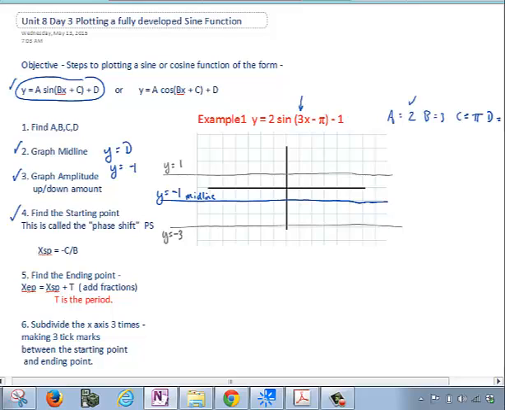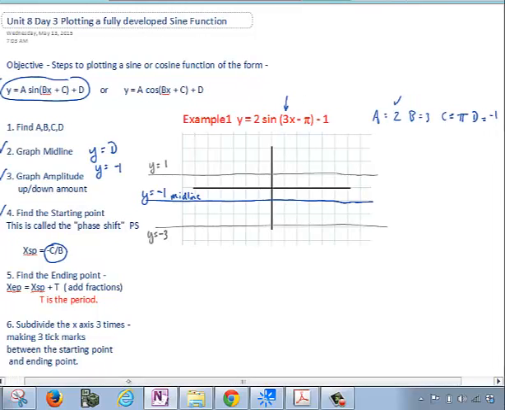Next thing we're going to do is find the starting point, and there's a nice easy equation for how to find it. It's the negative of the c value divided by the b value. This is found by taking the internal part of the function and setting 3x minus pi equal to 0. When we solve it, we get 3x equals pi, x equals pi over 3. So now I know my x starting point is going to be at pi over 3.